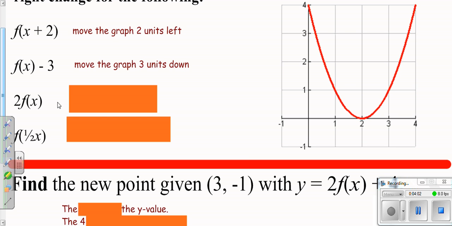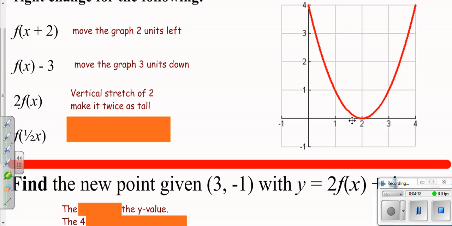Here we have our function, and we have a 2 hanging out outside of our function after we have applied our function. So in other words, that's going to affect the vertical, just like this one here, because it was hanging out after our function. And it's going to then make it twice as tall. So in other words, all you'd have to do is come along and just double all your y values.